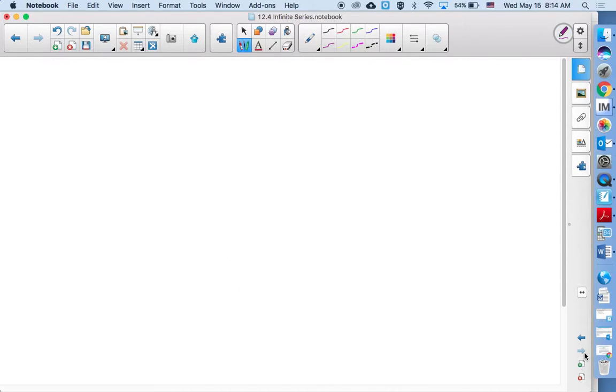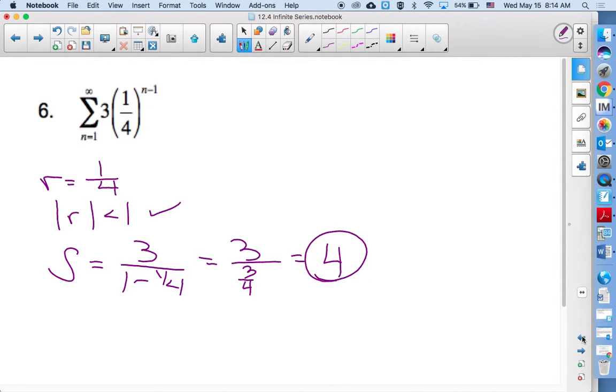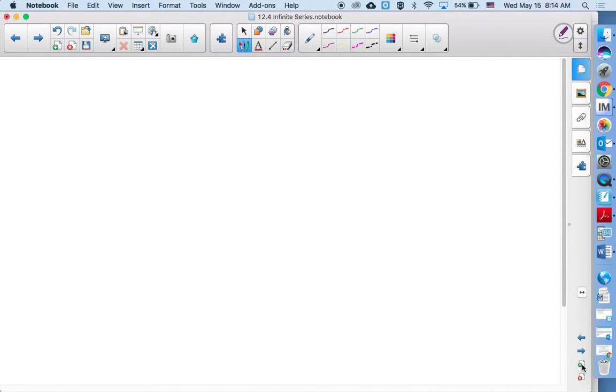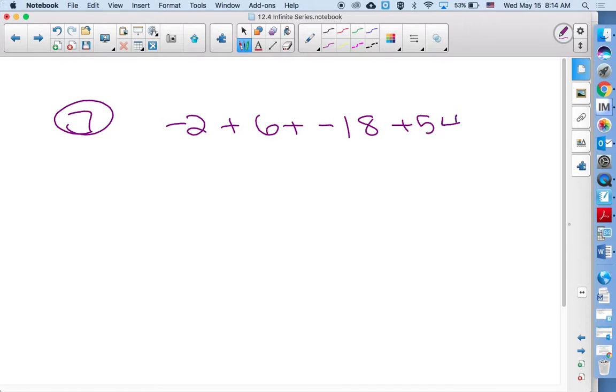And then the last problem, which I thought I had one on here. I don't know where mine is. Can Tatum, can you give me the last problem, the numbers there? You said plus negative 18, right? And then plus 54. Thank you.